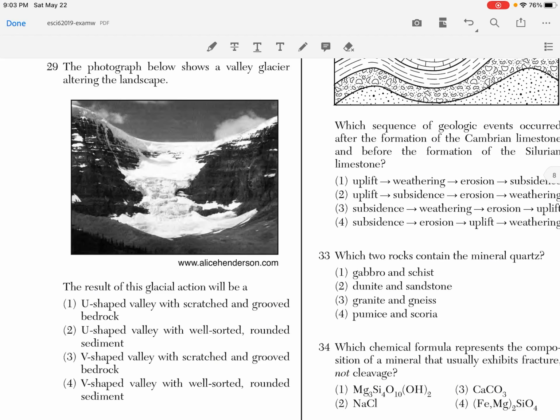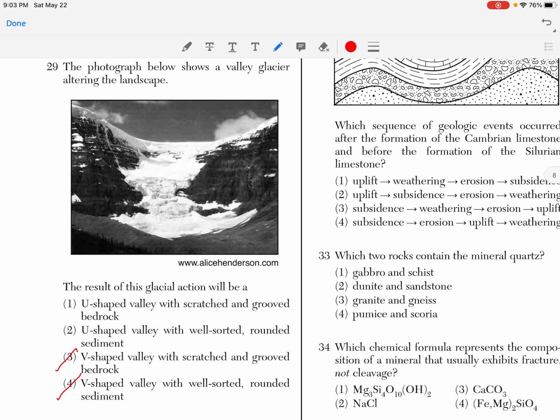All right, number 29 is kind of related to the previous question. This one's also about glaciers, but specifically we're looking at valley glaciers up in the tops of mountains. And you have to just memorize this. Glaciers make U-shaped valleys, and so you can get rid of 3 and 4. Glaciers make U-shaped valleys, streams make V-shaped valleys.